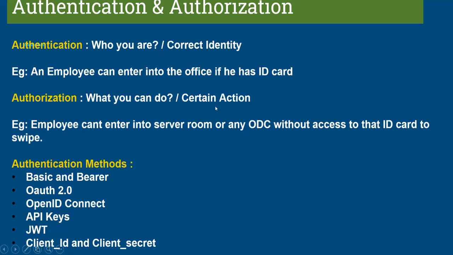Certain actions. Say, for example, one relative came to your house and rang the doorbell. You open the door, you see that person and identify that he or she is your relative. What you will do is ask them to enter your house. So identification is done, authentication is done.